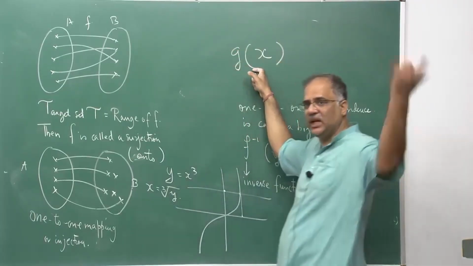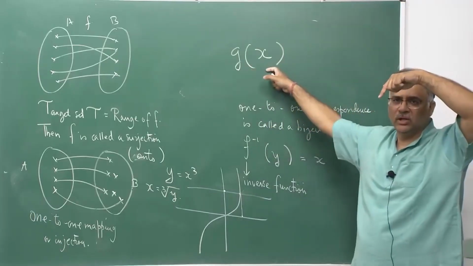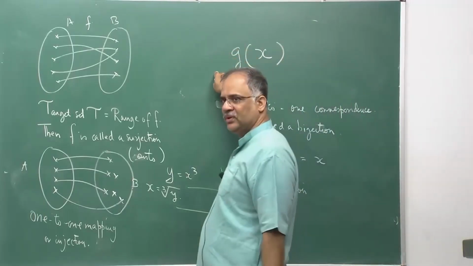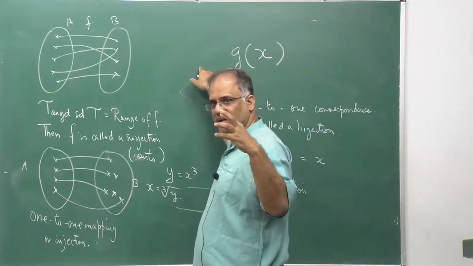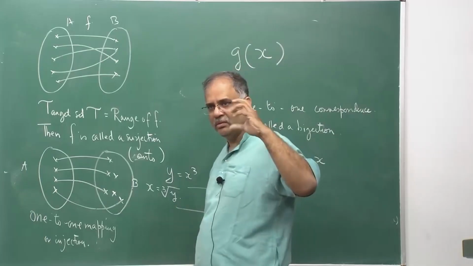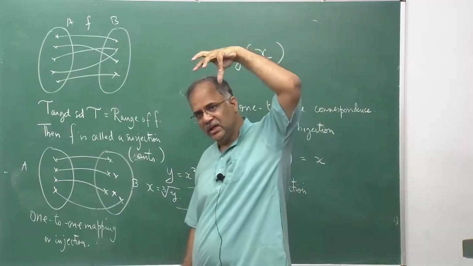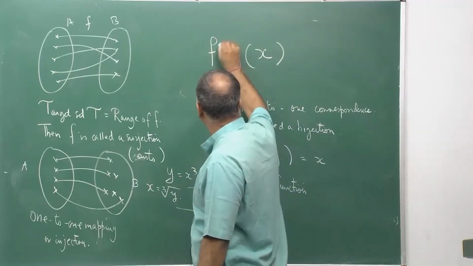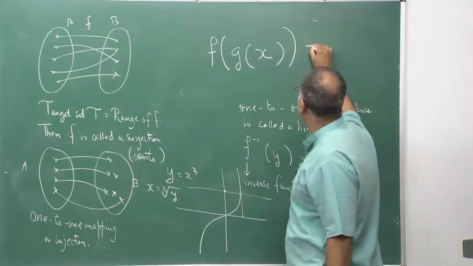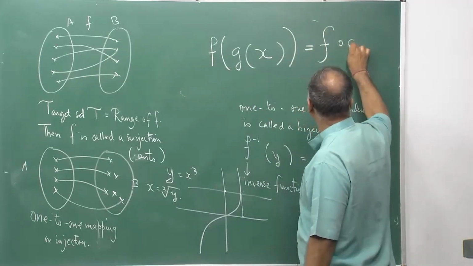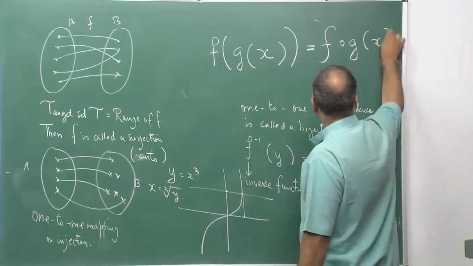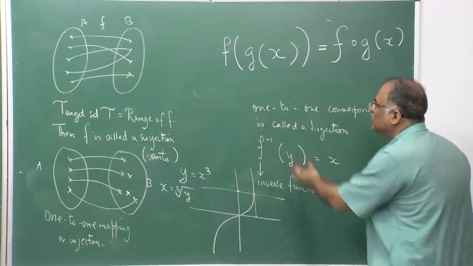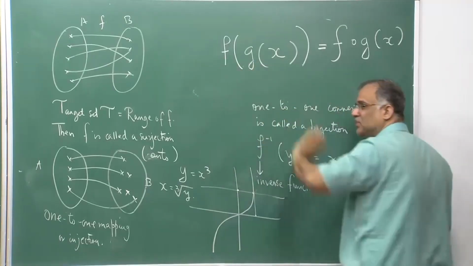Now, g of x is in the codomain of g, and it must lie in the domain of f. So, the codomain of g must be contained in the domain of f. If I operate f on g of x, then we call this f composed with g of x. I would allow you to take a little bit of time and think how to sort out the codomain matter for this.